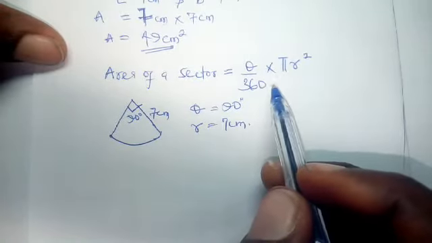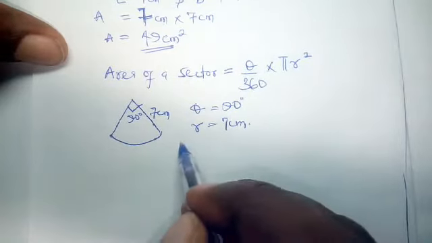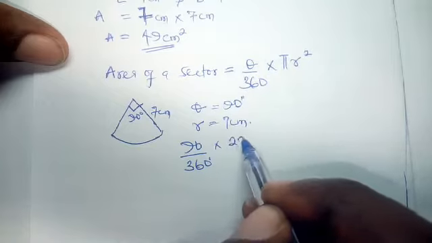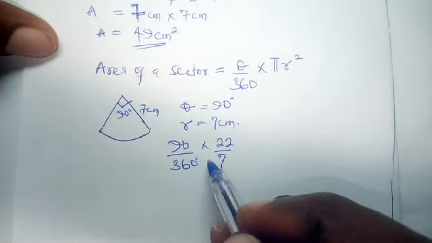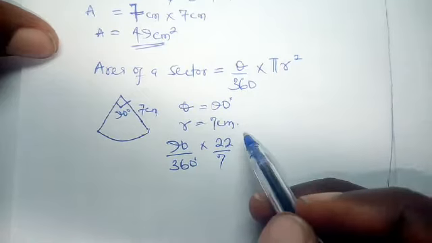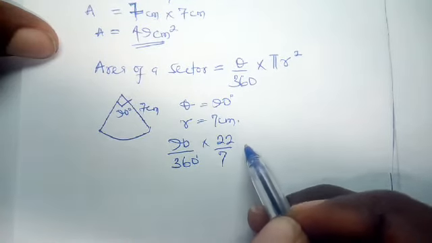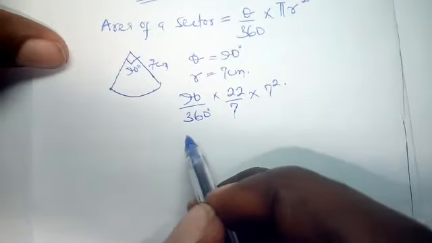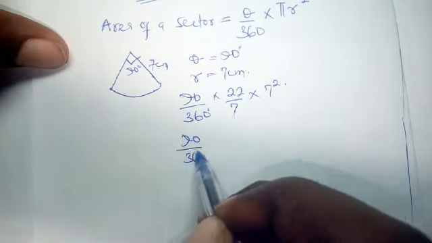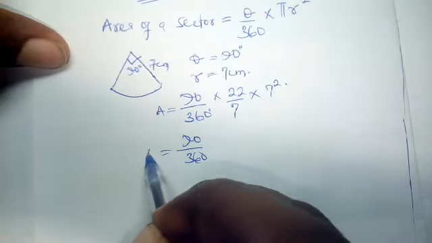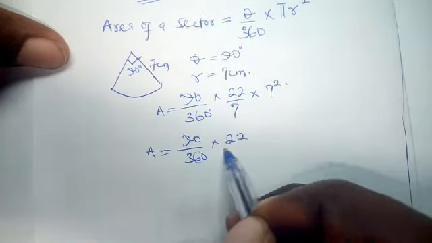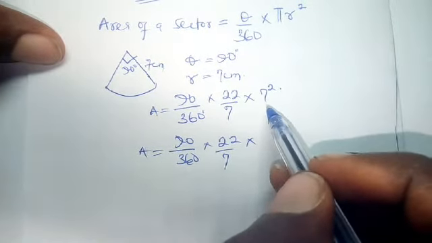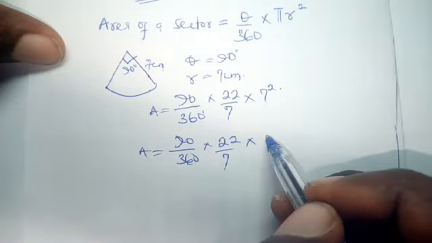Now slotting this into our formula, we'll be having 90 over 360 times 22/7. Remember, we're asked to take pi as 22/7. So 22/7 times 7 squared. So we have 90 over 360 times 22/7 times 7 raised to the power of 2, which means 7 is appearing 2 times. So 7 times 7 will give us 49.